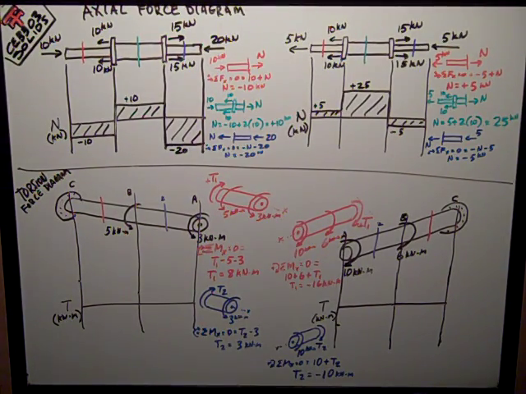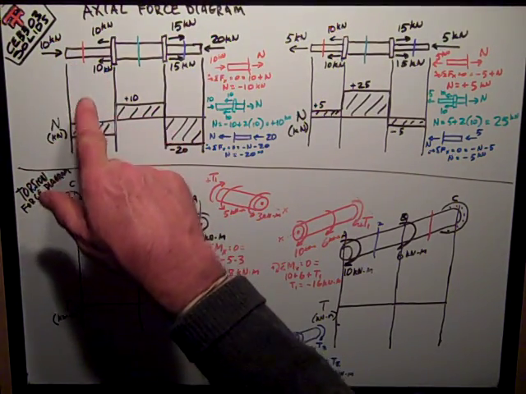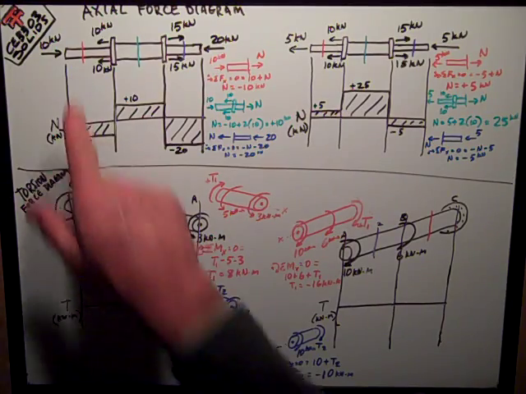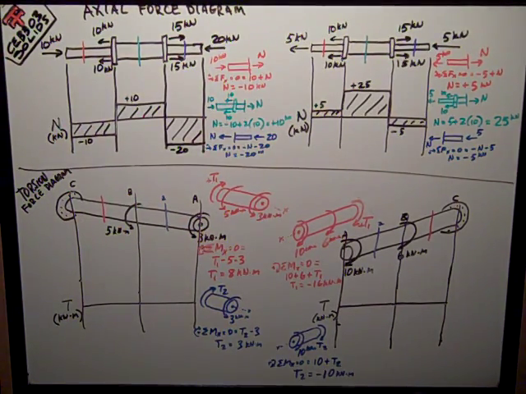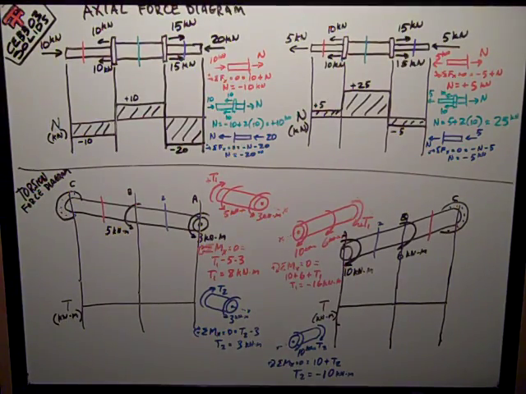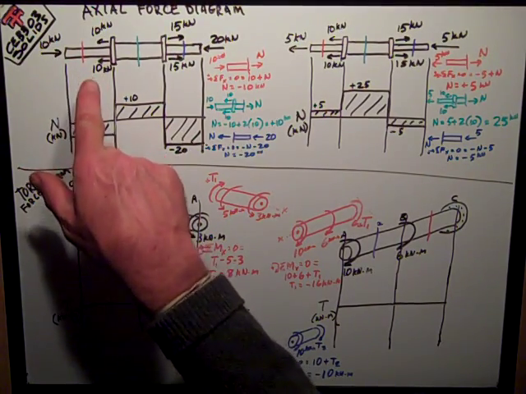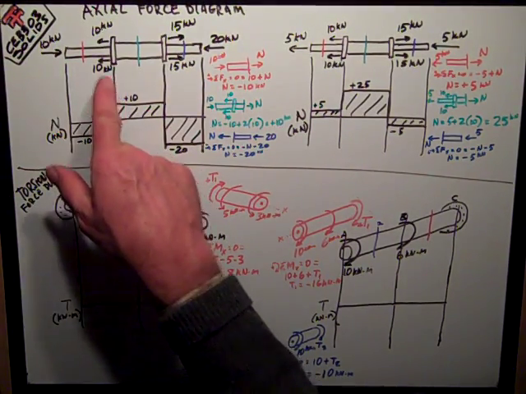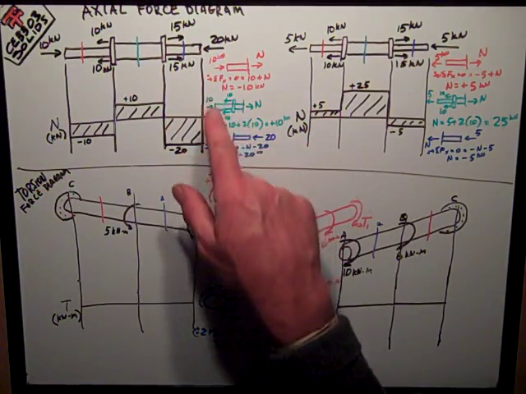So the first thing I want to do is cut little sections at the places between the points of application of forces. This is a lot like a shear diagram, except I'm not talking about shear forces, vertical forces, I'm talking about axial forces. So I cut a section right here in this first segment of the beam, of the rod or the shaft, and here's my free body diagram.